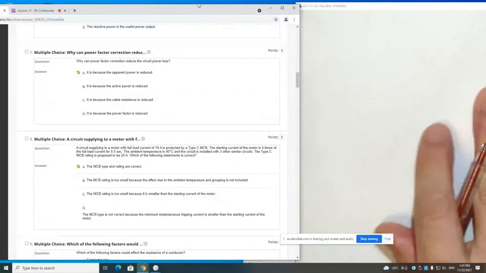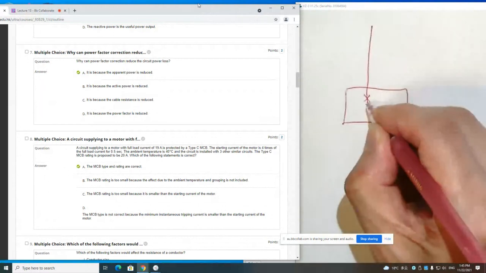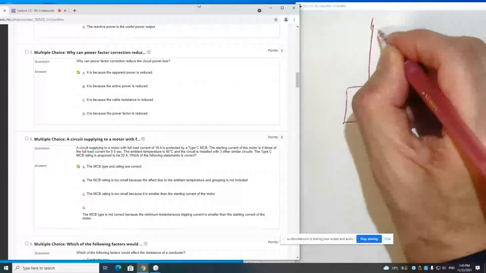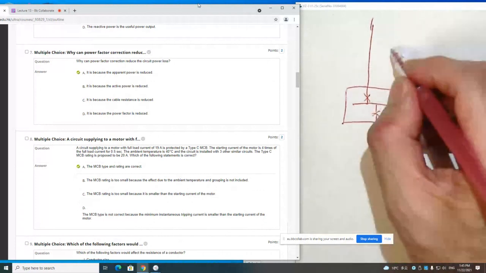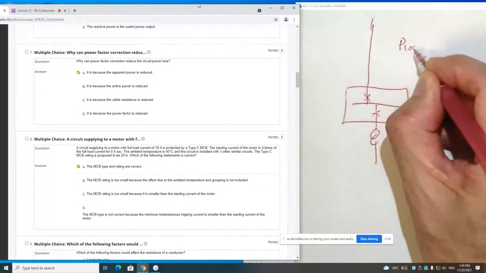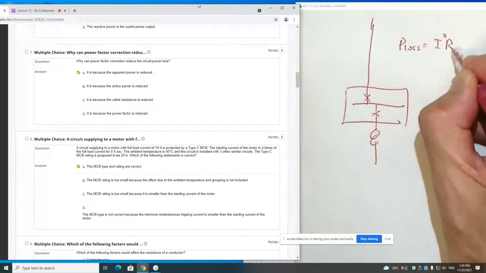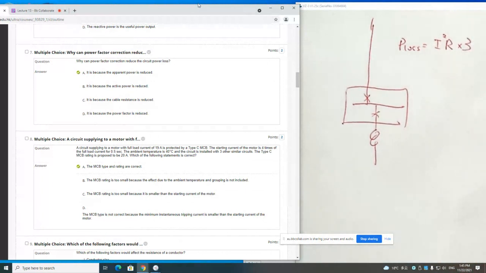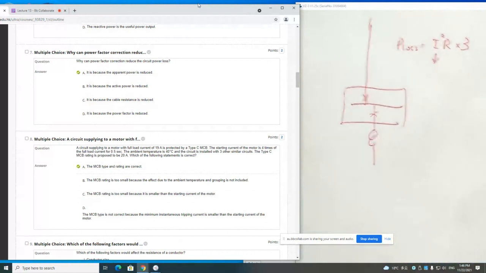Okay, so let's say you have a riser or whatever feeder circuit, okay. And the loss on the circuit, okay, is determined by the current square and the resistance. And if it is a three-phase circuit, so it's multiplied by 3. Okay, and if you want to reduce the loss, that means that the current I should be reduced.